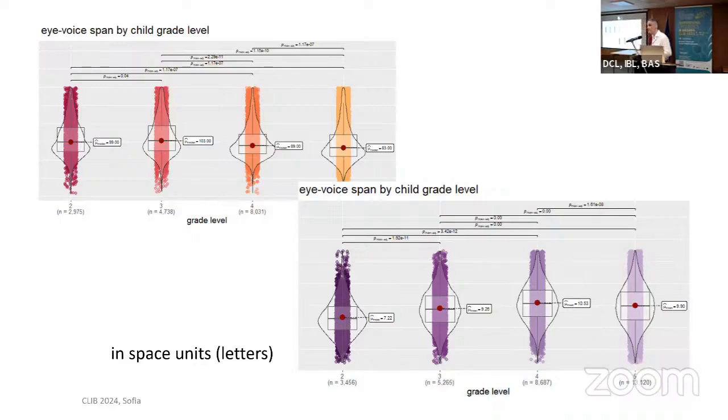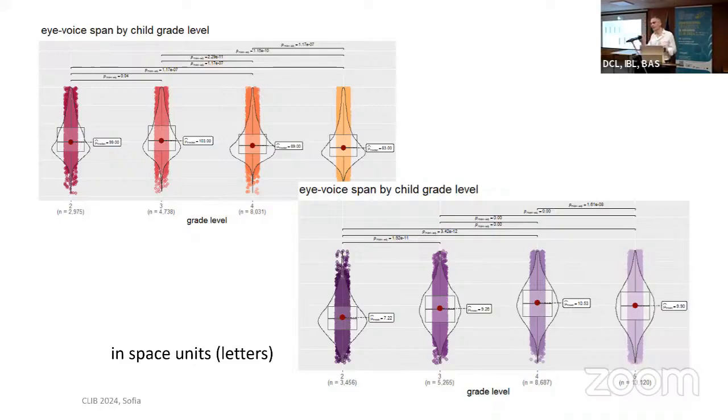But we have an increase of the span in terms of space, in terms of the characters, which represents the advantage in terms of space of the eye with respect to the voice. Why is it so? Well, because the child is getting more and more fluent. So the time of preparation of the phonological representation corresponding to a written word and its vocalization is reduced. So in terms of time, we have effectively a reduction of the span between the eye and the voice. But in terms of the functional distance of the eye with respect to the voice, the span gets larger.